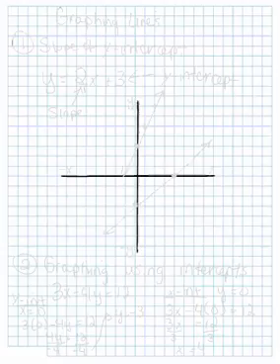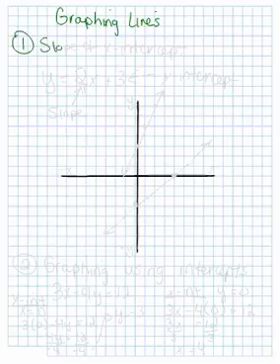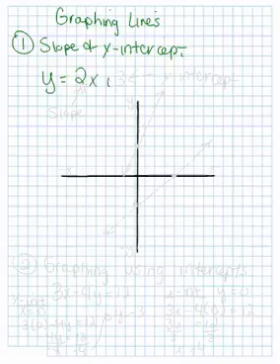Graphing lines. First way, slope and y-intercept. In this case, you're going to have an equation, y equals 2x plus 3. We need to remember that 2 is our slope, and plus 3 is our y-intercept.